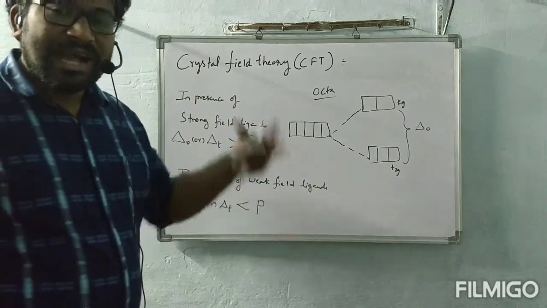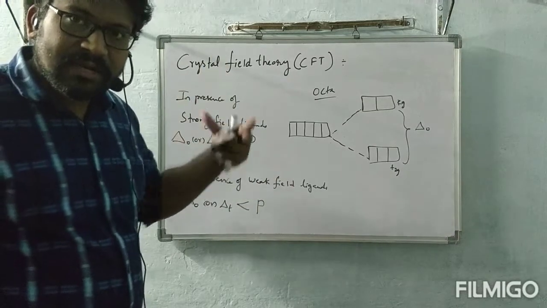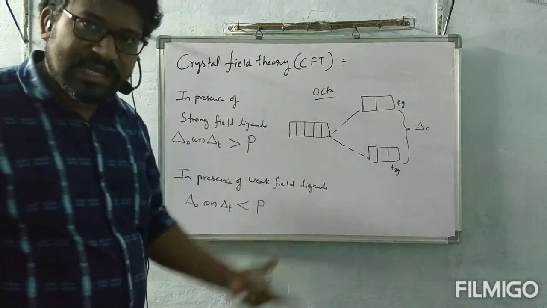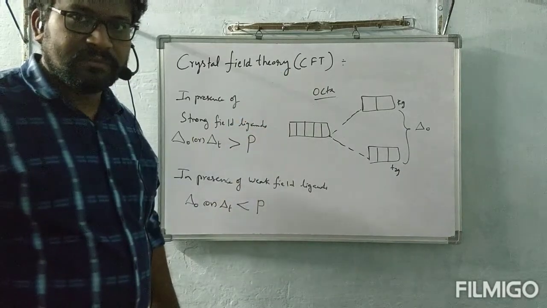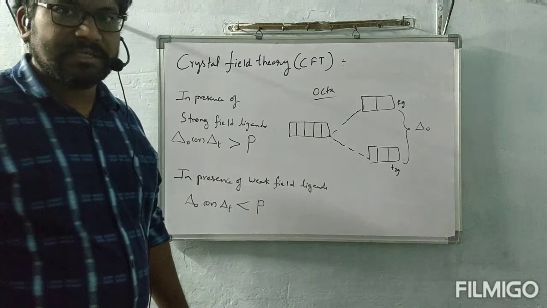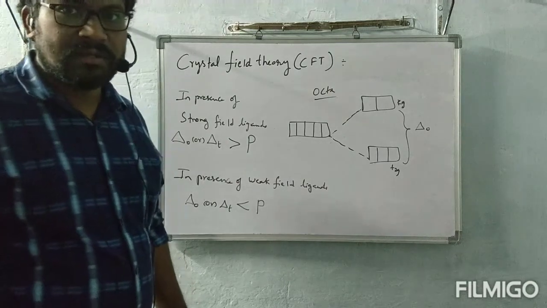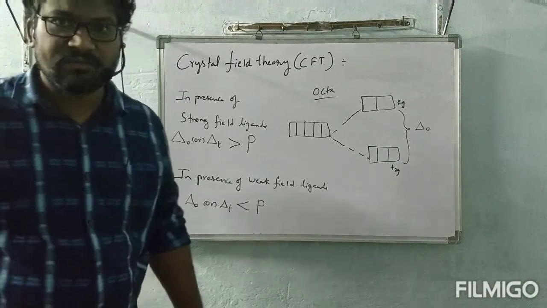In the next class, I will take the examples which were explained in valence bond theory, which failed in valence bond theory, but I will successfully explain by using CFT. In the next class we will see those examples. This is about today's class. I hope you are clear about this. Just go through this carefully, all of you.